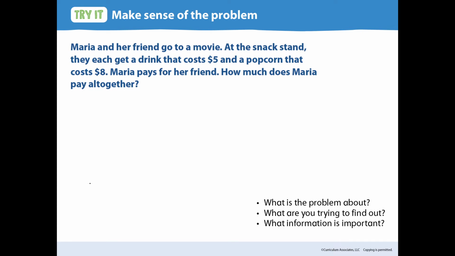So Maria and her friend each go to the movie. They each get a drink that costs $5. So I'm going to circle $5. The popcorn costs $8. Maria pays for both of them. We need to find how much does Maria pay altogether. And there are 2 friends here, because it's Maria and her friend.